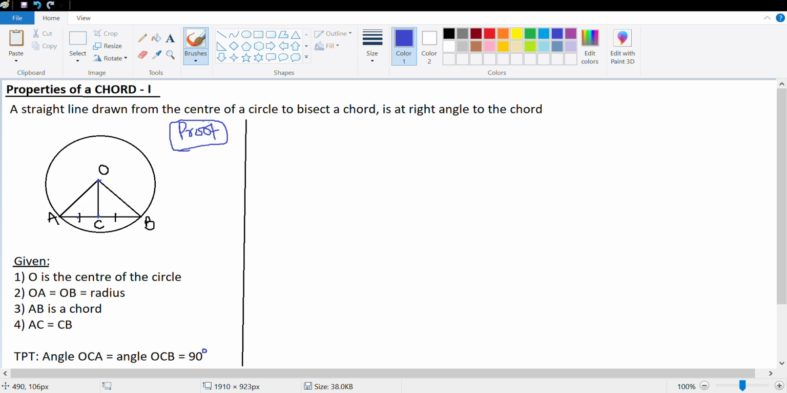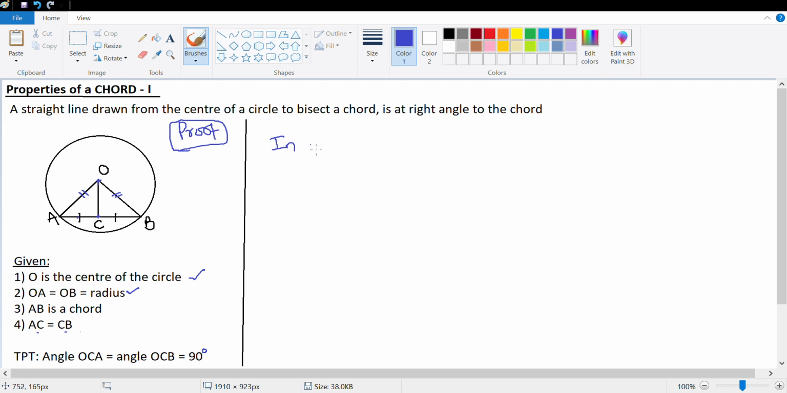A straight line is drawn from the center of a circle, in this case OC, to bisect a chord. In this case AC and BC are given equal. So O is the center of the circle, OA is equal to OB because they are the radius. So OA and OB are equal, they are the radius. And AB is a chord, AC is equal to BC. This is given. We need to prove that these two angles are 90 degrees.